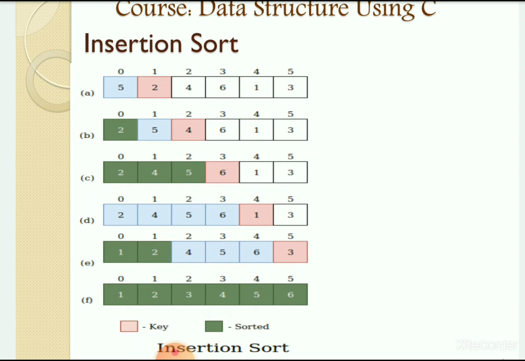Here what we are doing, we are comparing the first element with the zeroth element. The first element is 2, and we have to compare it with the 0th element, that is 5. When 2 is compared with 5, 2 is less than 5.